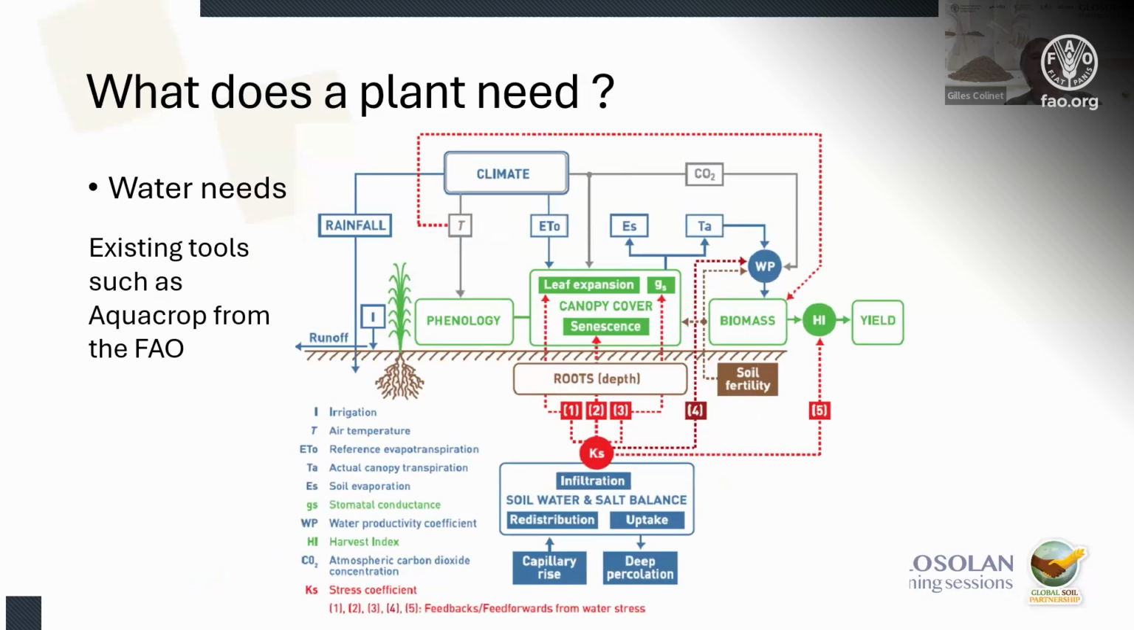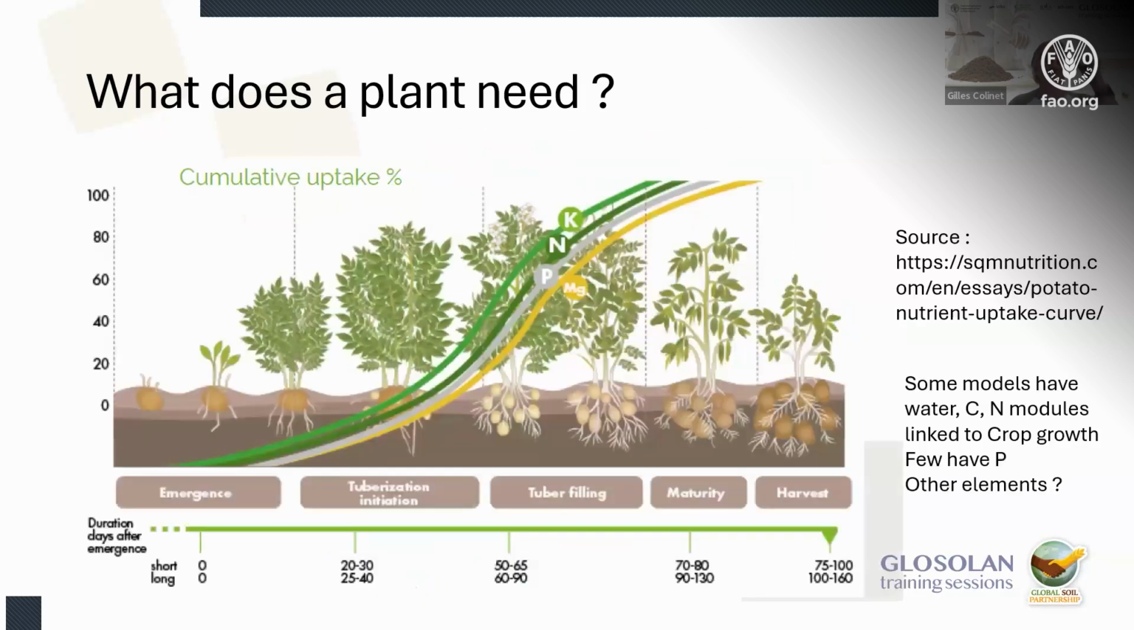But if you are interested, there are already tools that exist, and you have AquaCrop from the FAO that can be found, and I think is easy to use regarding other models of fertility. So if you want to incorporate the water needs, there exist some tools that can help you to define the irrigations that are needed for the crop.